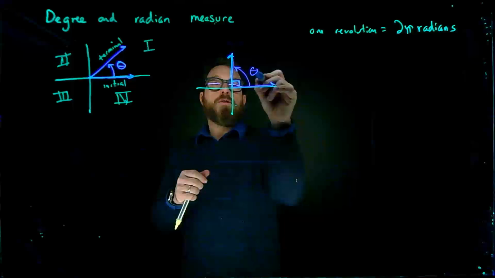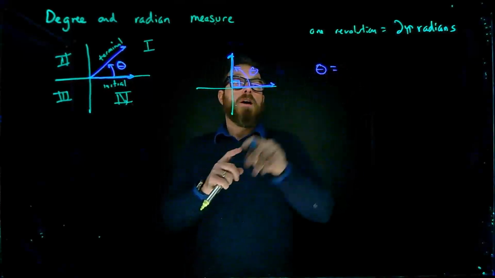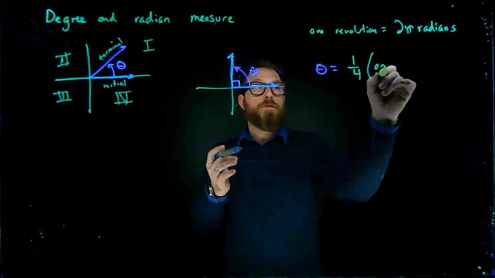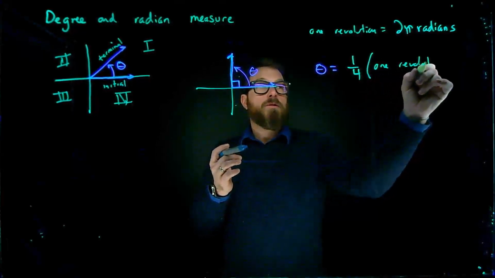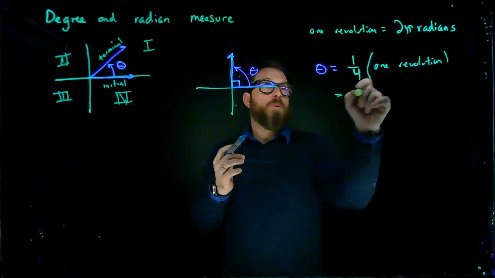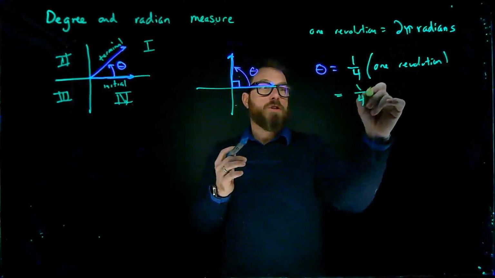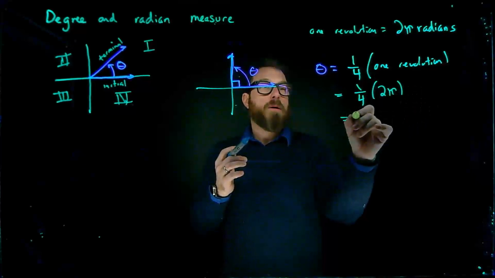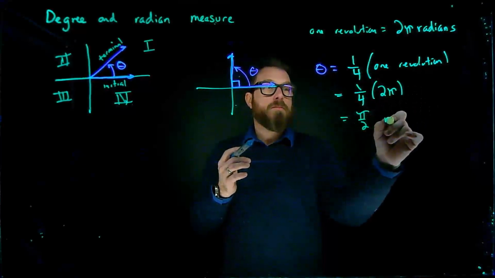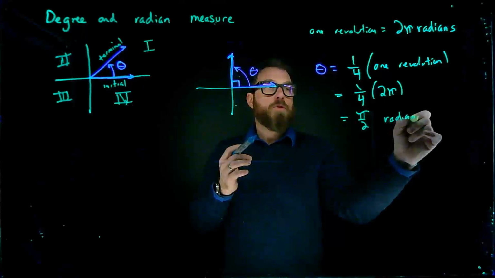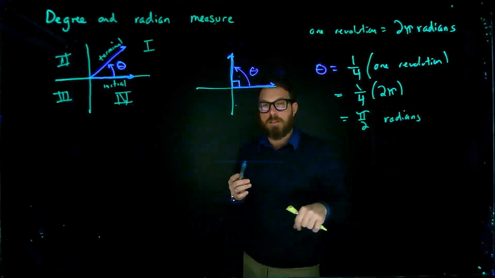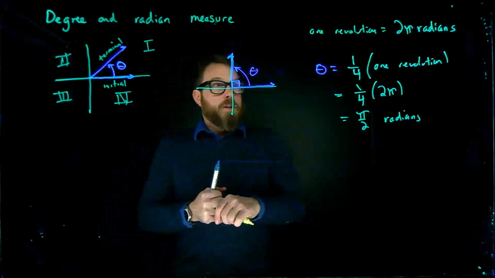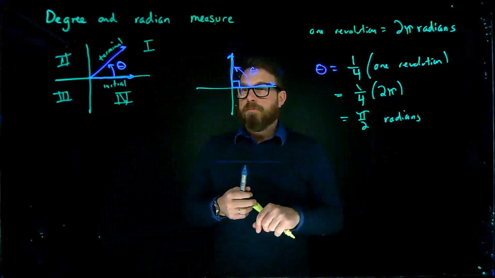So in this case, angle theta, again, is going to be 1/4 of 1 revolution, 1 revolution being 2 pi radians. So this is 1/4 times 2 pi, which is why we get pi over 2 radians. Now, a lot of times when we do radian measure, if you see a pi in the angle, it's usually assumed to be radians. So a lot of times we'll just say pi over 2.